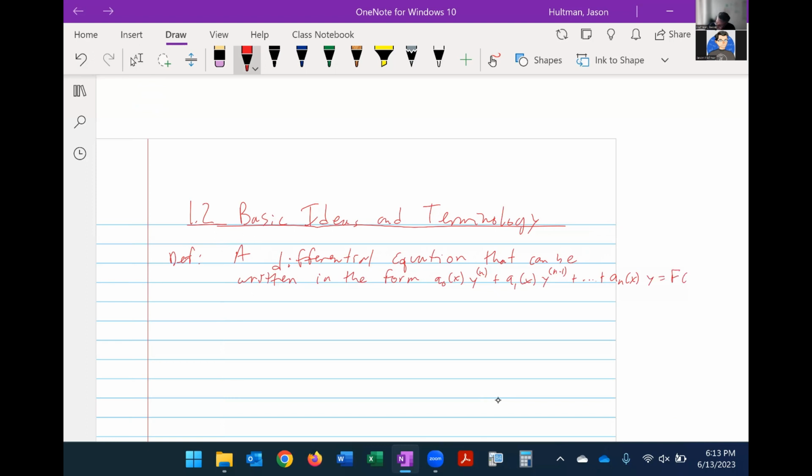is equal to some function of x, only dealing with x and not y's, where a sub 0, a1, through an, and f are all functions of x only, is called a linear differential equation of order n.